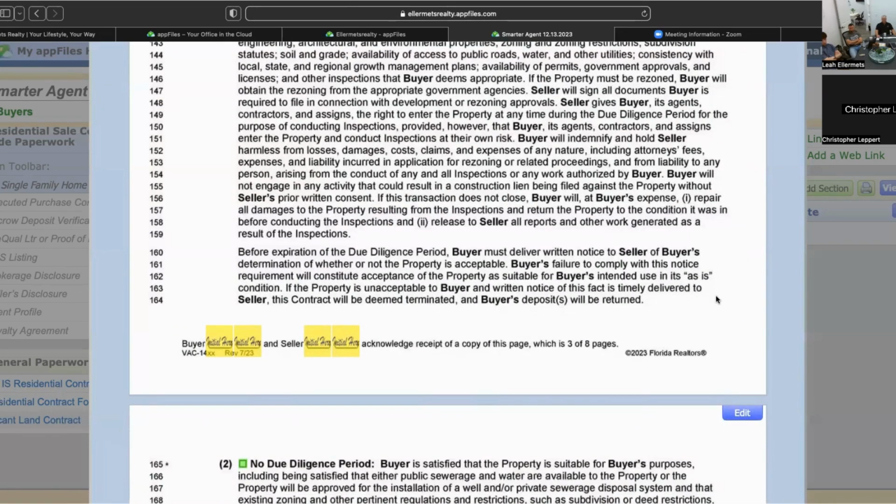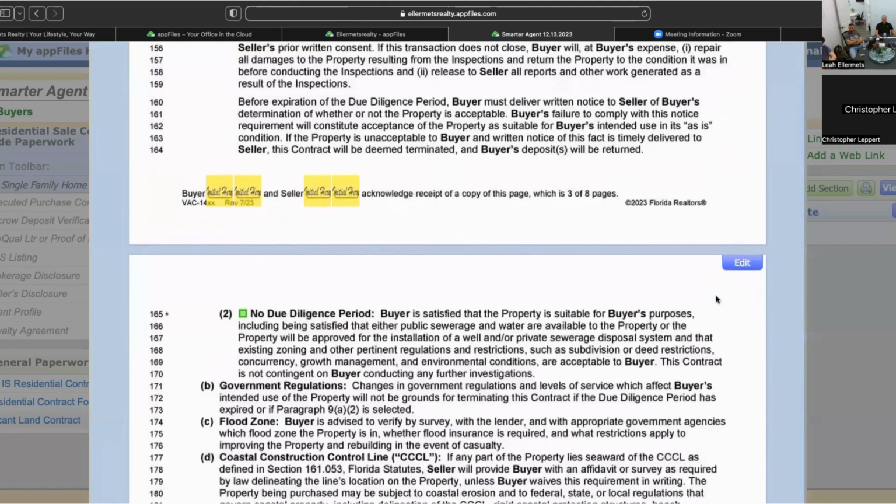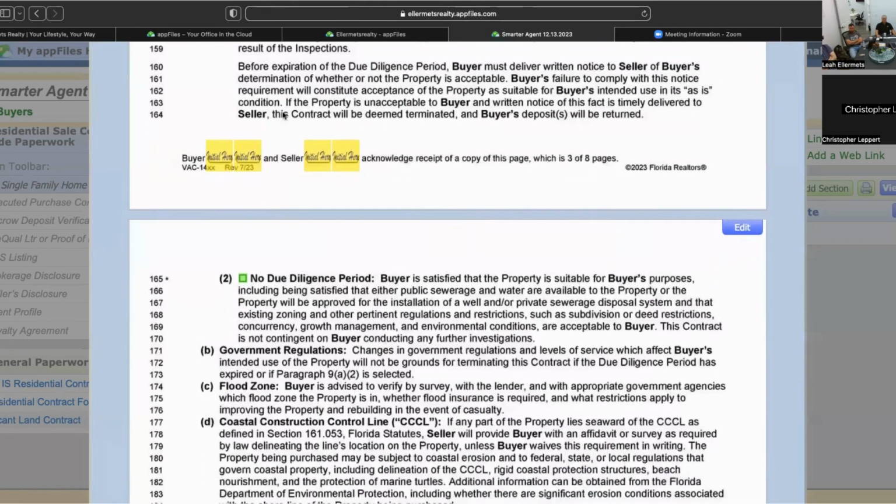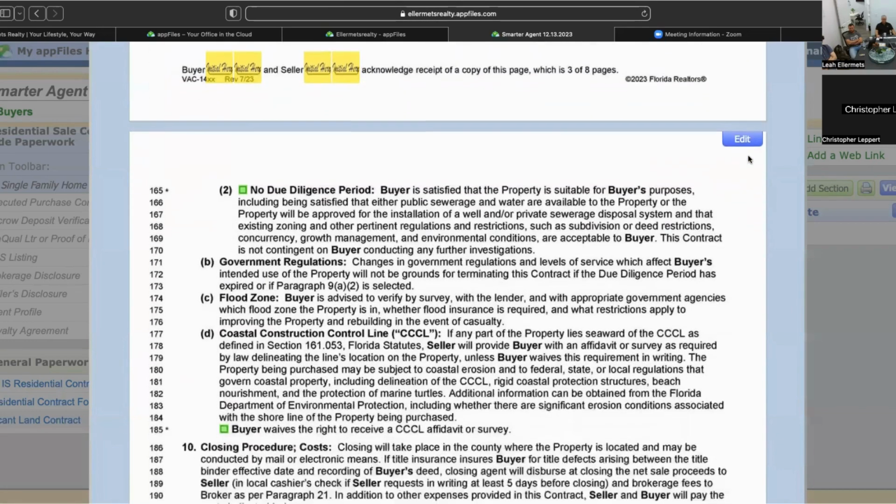Well, that's true too. So, and or fences, corrals, whatever, those sort of things. But you need to deliver notice to the seller of buyer's determination of whether or not the property is acceptable. You want to put that in writing, and you want to make sure that that's moving forward or that it's not, okay? Because again, buyer written notice of this fact and timely delivered to the seller, this contract will be deemed terminated and the buyer's deposit will be returned. If you skip this phase and the buyer wants out, they lose their deposit, okay?